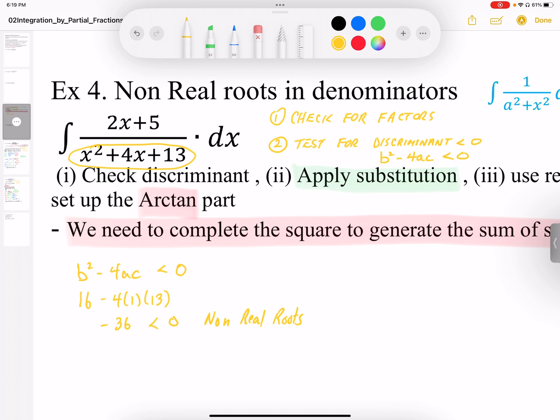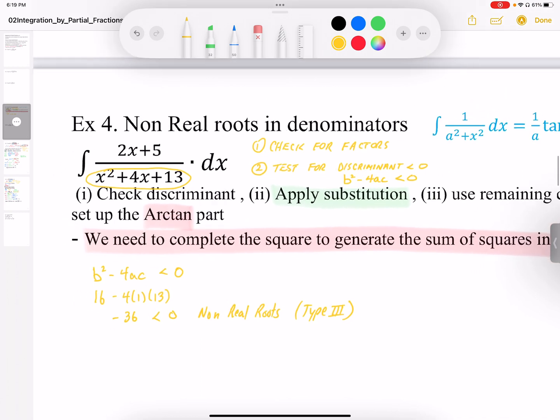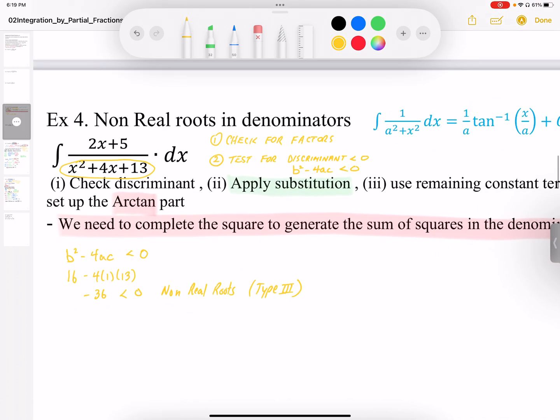If this is the case, this indicates what we call a type 3. And this will involve using an arctan form of this. Okay, so there's two parts to this. There's going to be a substitution part to this and an arctan part to this. Okay, so once we've established that, we need to set this up. And to set this up, the first thing that we're going to do is we're going to apply substitution.